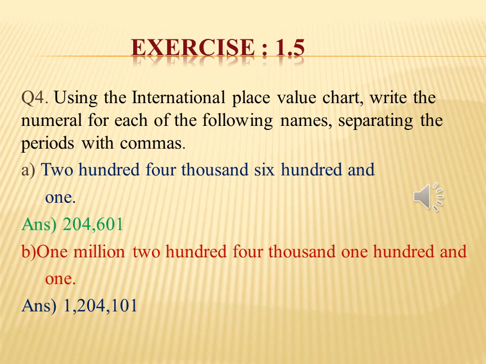Now let us look at B bit. 1,204,101. 1 million comes under millions period, 204,000 comes under thousands period, 204, 101. So the number is 1,204,101. Hope you all have understood how to write the given number name in international system.